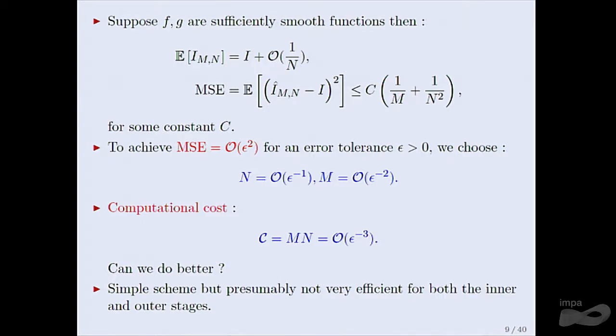Okay, but here the problem is that the cost is only m times n, and the cost will be really high here. It'll be 1 over epsilon to the power of 3. So remember, for Monte Carlo simulation, the computational cost would just be 1 over epsilon squared. So you can ask yourself, can you do better?